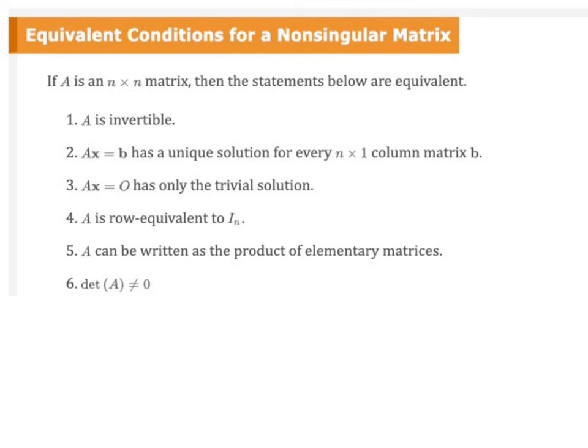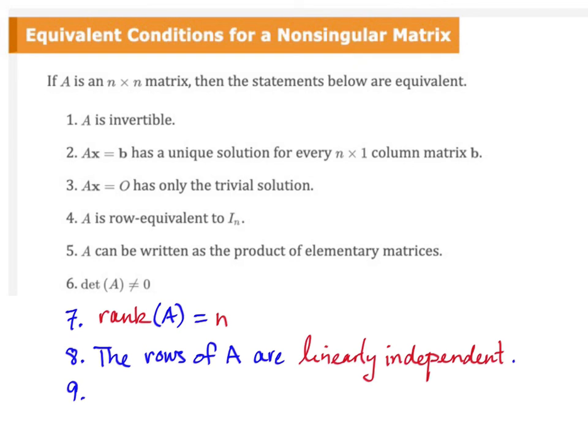Now we're going to add 3 more statements that are equivalent to each one of these 6 statements. The first one that we're going to add is that the rank of the matrix A has to be n. Remember, A is a square matrix. So if it's invertible, or if its determinant is not 0, we know that its rank is n. Or if we know that its rank is n, then we know that the determinant of A is not 0. Also, this means that all the rows are linearly independent and they form a basis for the row space, and the row space has dimension n. That's what the rank means.